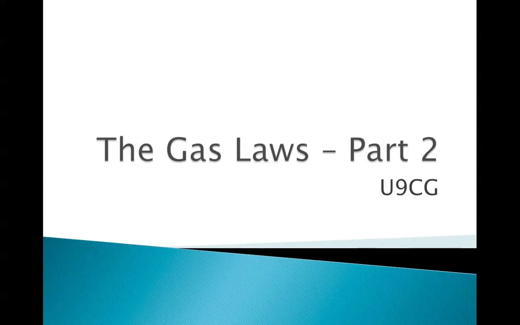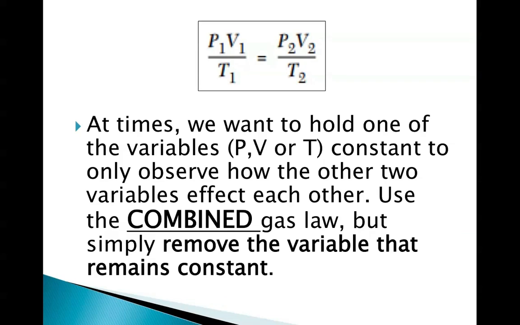Right, in part two of the gas laws, we're going to be focusing on still using the combined gas law, but we're going to be manipulating it a little bit differently than in part one. At times, we actually want to hold one of our variables, either pressure, volume, or temperature, constant so we can observe just how the other two variables affect each other. We're going to use that combined gas law, but we're simply going to remove whatever variable is being held constant.